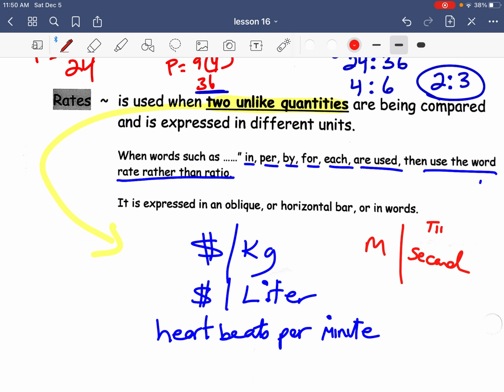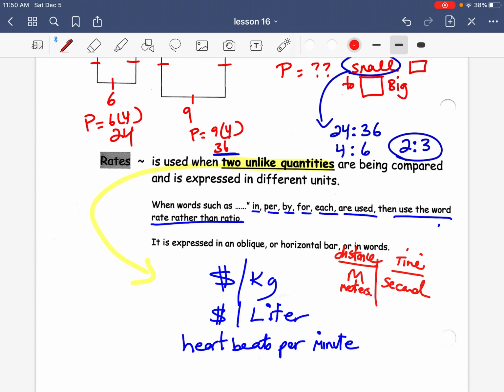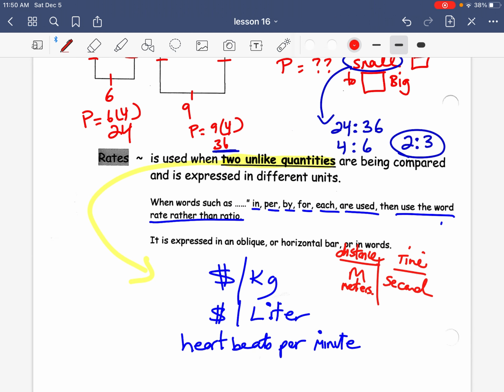So this would represent time. This represents distance, right? So meters. So this would definitely be comparing two things that are not the same, distance and time. So really both of them, ratios and rates, is just a number compared to another number.